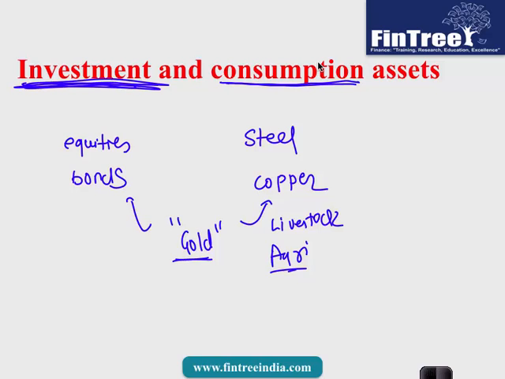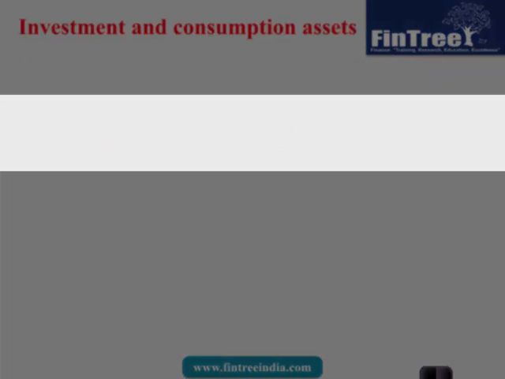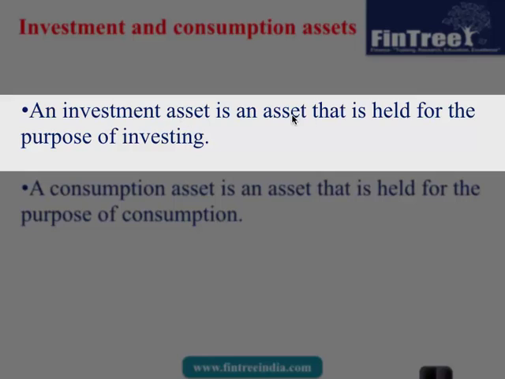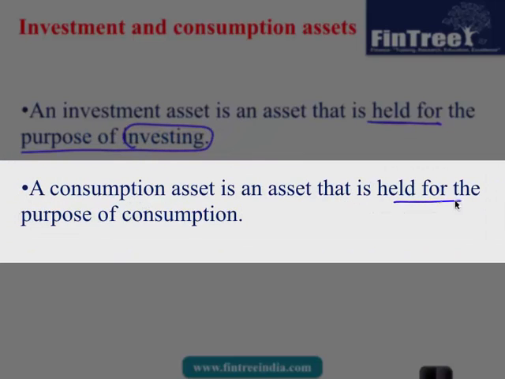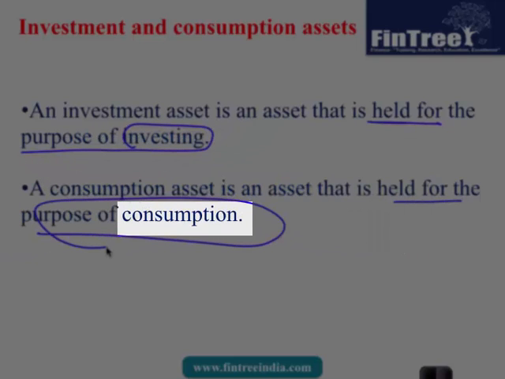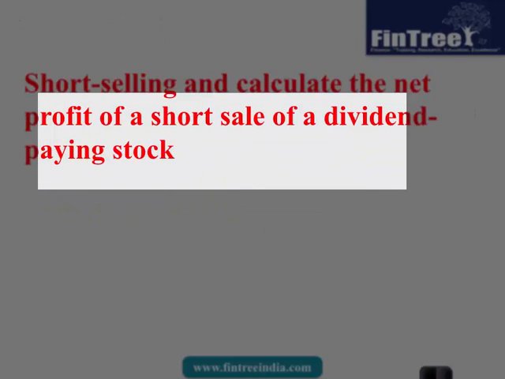Are you fine with this? So if you are given a set of assets, you should be able to distinguish which ones are investment and which ones are consumption assets. Is it fine? An investment asset is an asset that is held for the purpose of investing, and a consumption asset is held for the purpose of consumption. Moving on to the next learning outcome now.